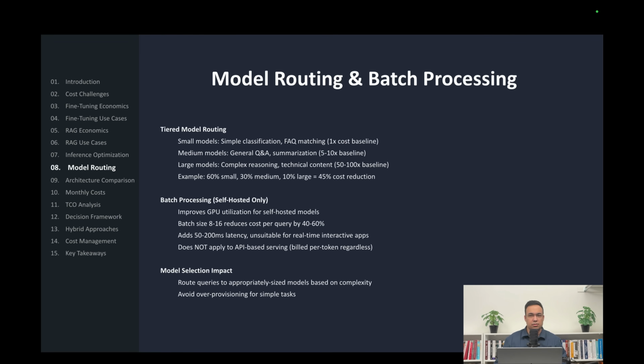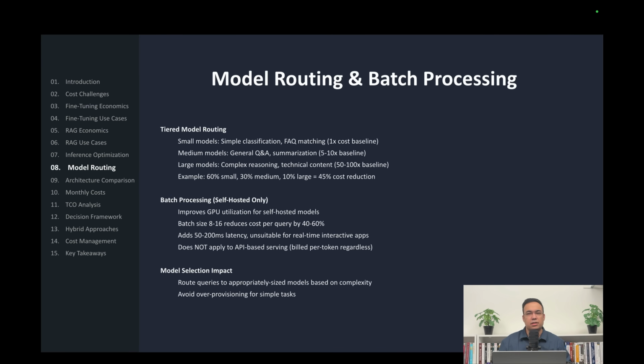And here's what many teams don't get quite right, which is that this does not apply to API-based serving from providers like OpenAI or Anthropic. You're billed per token regardless of whether you send requests one at a time or in parallel. So the batching happens on their side and you don't see the cost benefits. The model selection impact here is pretty significant. You should route queries to appropriately sized models based on complexity and avoid over-provisioning for simple tasks. If someone is asking what your return policy is, you don't need an advanced model like GPT-5 thinking to answer that.